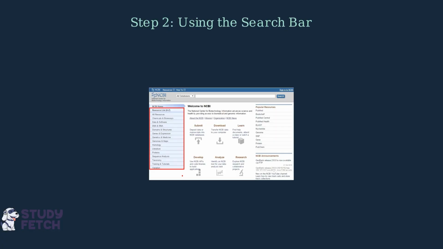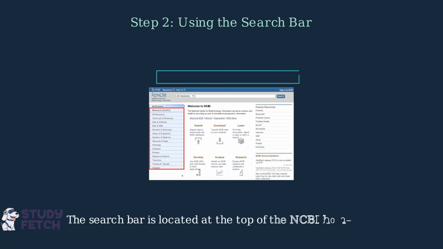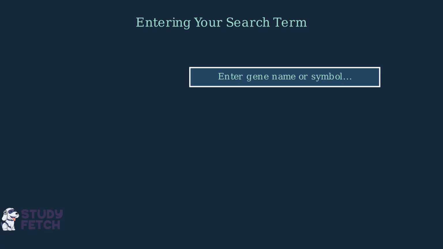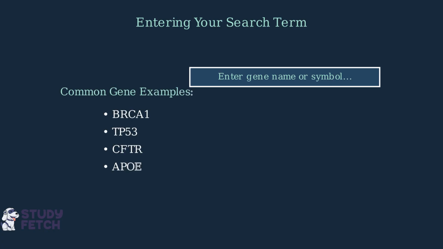Now that we're on the NCBI homepage, the next step is to locate and use the search bar. The search bar is prominently located at the top of the NCBI homepage. You can search for any gene by entering its name or symbol in the search bar. Here are some common gene examples you might search for, such as BARS1, TP53, CFTR, or APOE.